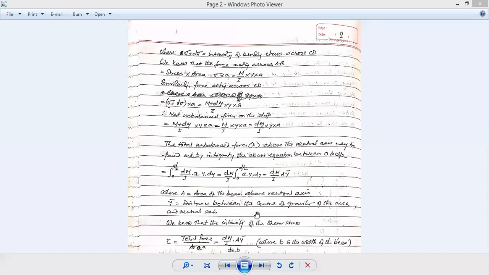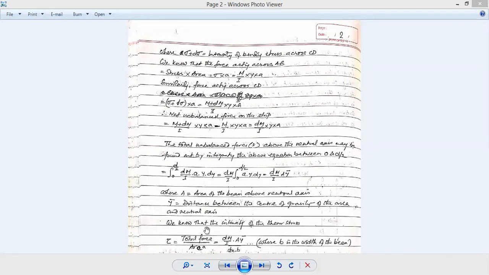There can be a number of different areas throughout this cross-section from the neutral axis to the topmost end, and the distance is the summation of a dy, which is the distance between the CG of the area and the neutral axis itself. All this force will pass through the center of gravity of the area, and we are finding the CG of the area and the distance of the CG of the area from the neutral axis.